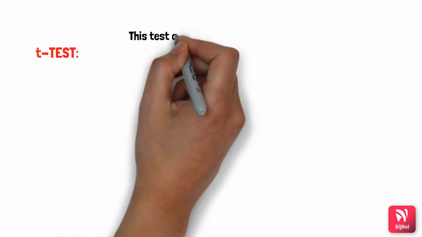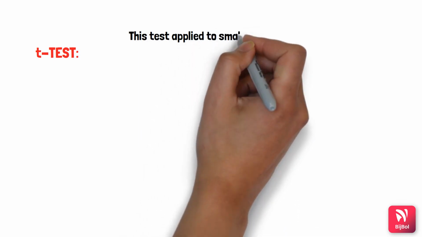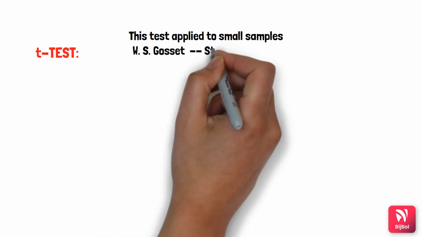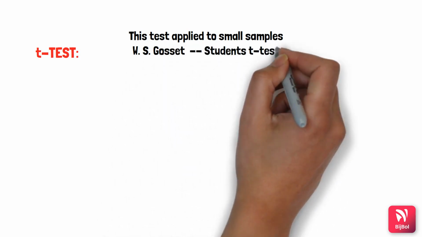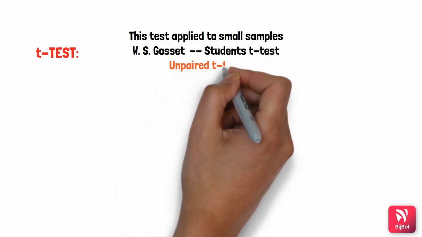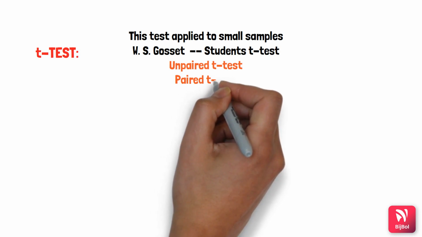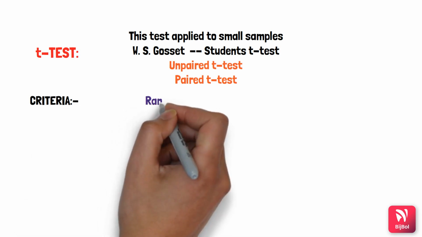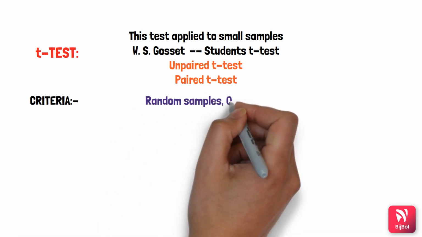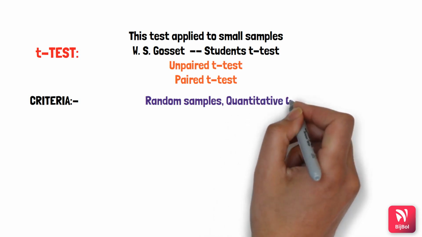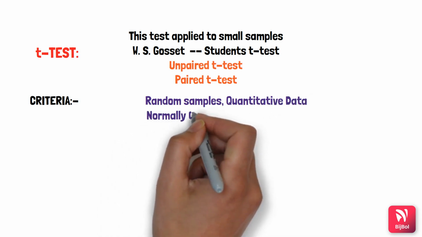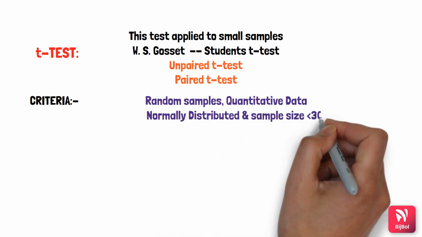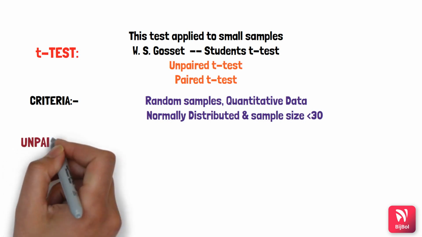Now the next thing is the t-test. As I told you, this t-test is performed whenever you have a small sample size. This is given by W.S. Gosset, and this t-test is again of two types, that is the unpaired t-test and the paired t-test. Now let us see the criteria. In order to do a t-test, we need to have continuous quantitative data, and it should be a random sample, and normal distribution in the data must be seen, and the sample size should be less than 30.